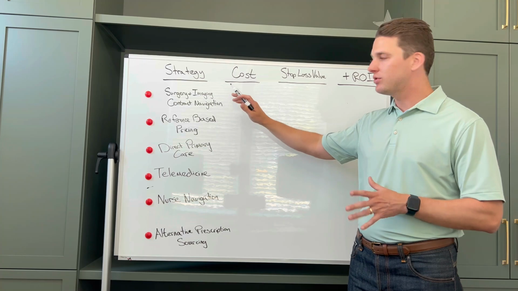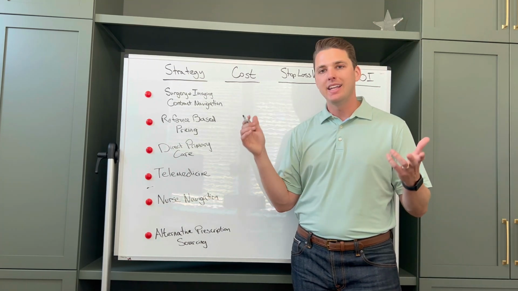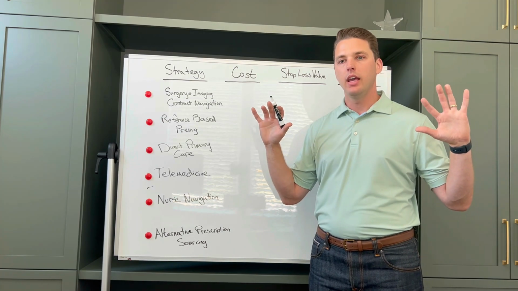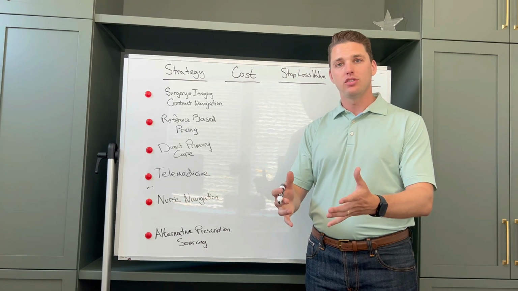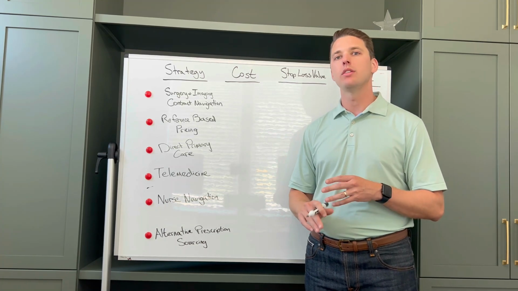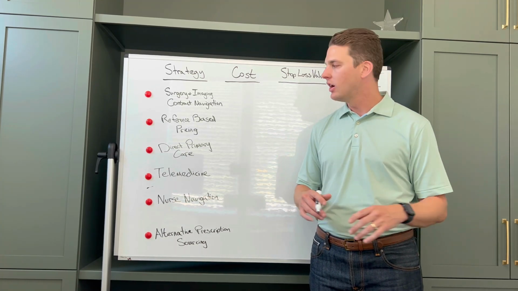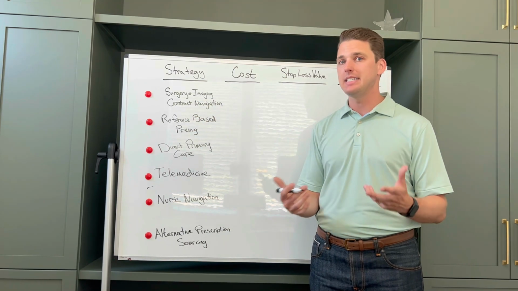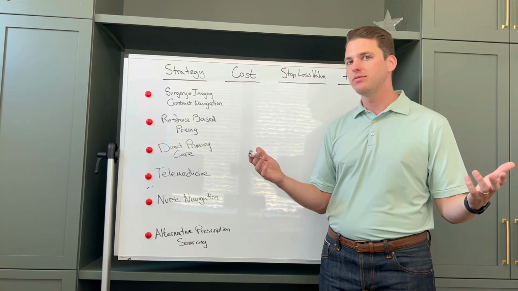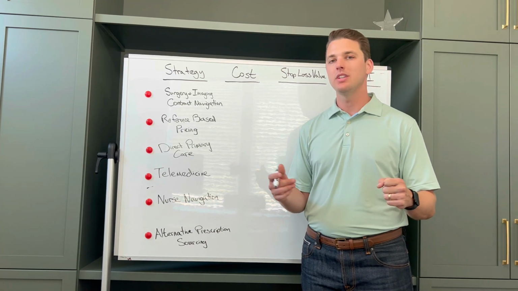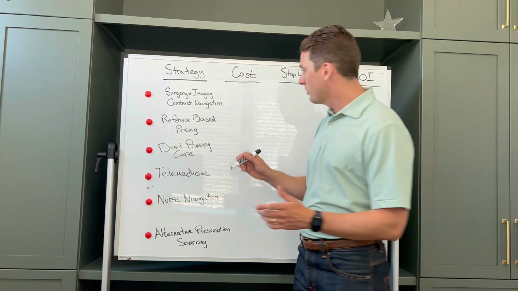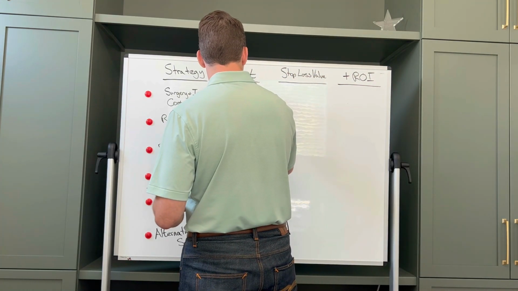So let's start off with surgery and imaging contract navigation. Just quick, high level: it is an aggregate of contracts to send employees to outpatient surgical centers, ambulatory surgical centers for things like knee replacements and shoulders. Also sending them to imaging centers to get CT scans and MRIs and whatnot. So what does it cost? I've seen it cost $4 per employee per month. I've seen it cost $10. I think usually they fall in the range of about $6. So I'm going to put $6 here, and that's per employee per month.